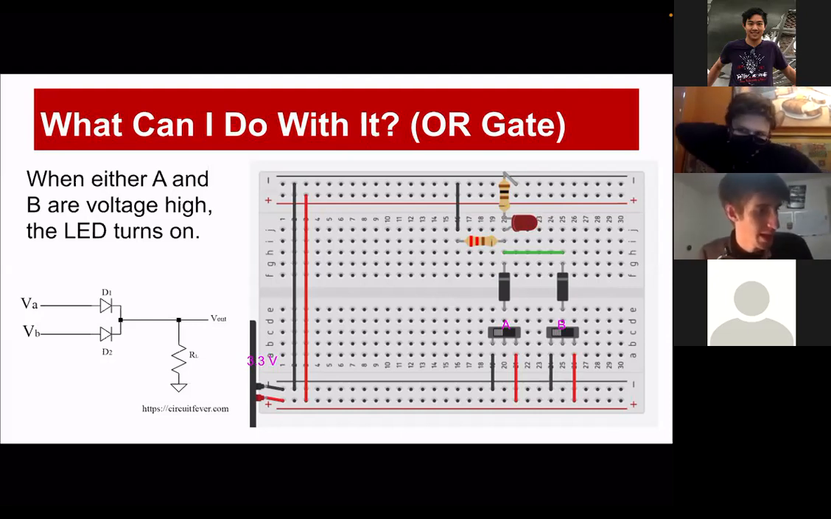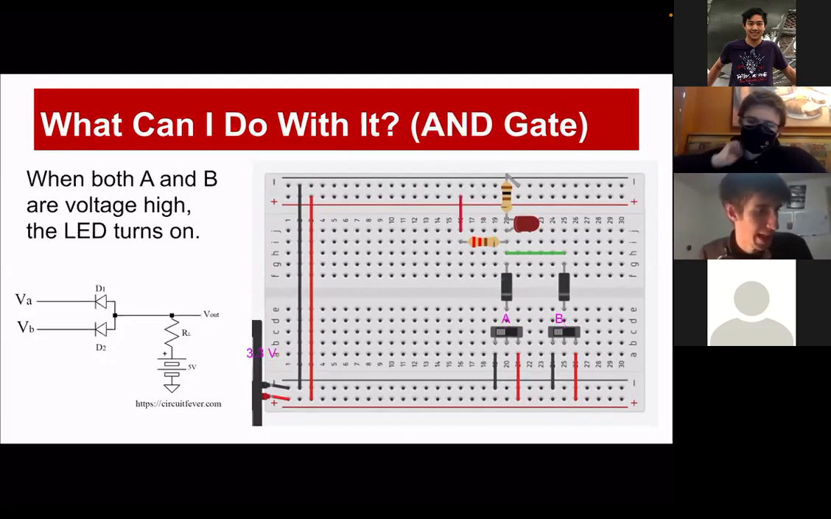Then let's go on and move to the AND gate. So all you need to do is switch around the diodes, and then in the upper left, change it from voltage low to voltage high, or ground to the 3.3 volts.